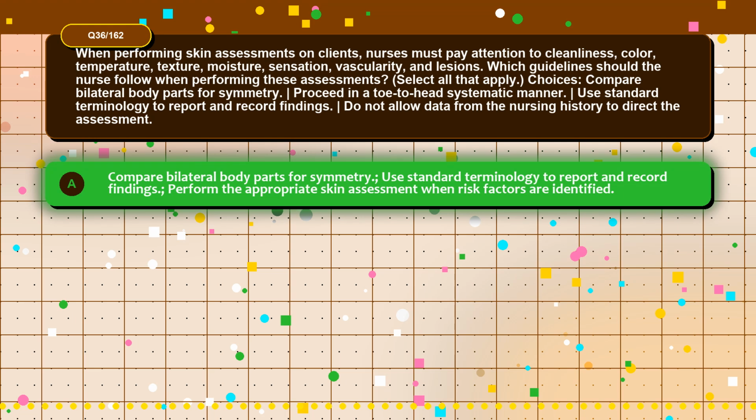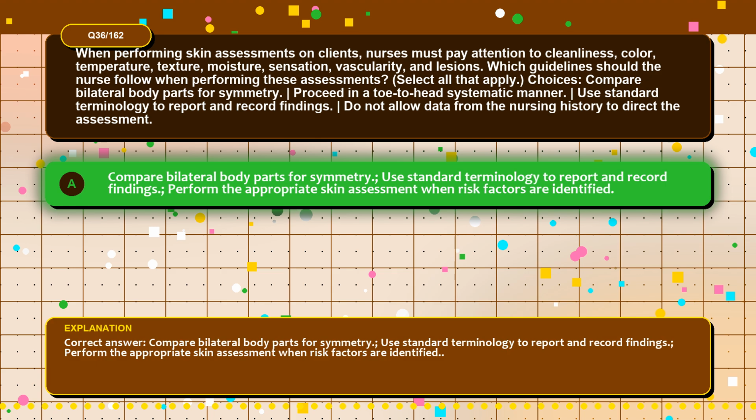Compare bilateral body parts for symmetry. Use standard terminology to report and record findings. Perform the appropriate skin assessment when risk factors are identified. Correct answer. Compare bilateral body parts for symmetry. Use standard terminology to report and record findings. Perform the appropriate skin assessment when risk factors are identified.